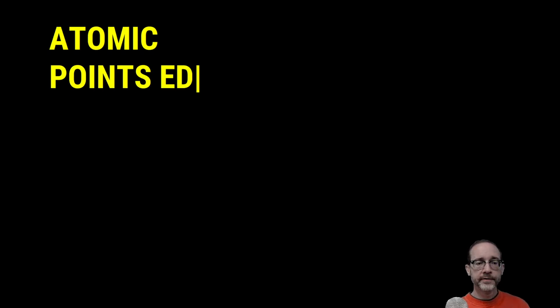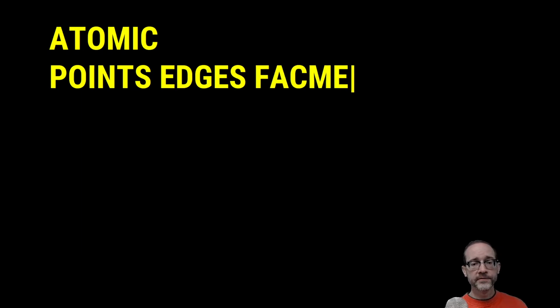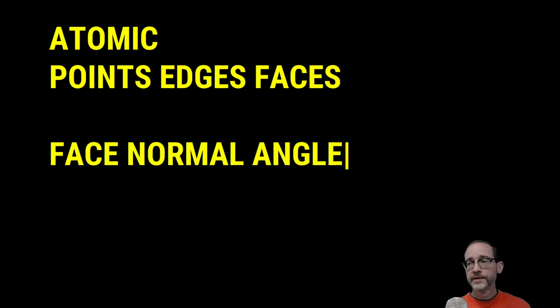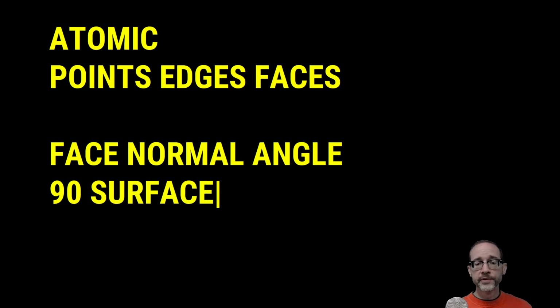So this goes back to our atomic level stuff. We have our points, edges, faces, and then on the faces, we have our face normal angle, right? Which direction is the face actually pointed in? It's going to be this 90 degrees, which is perpendicular to the surface. And as soon as your plane or your face becomes non-planar, this becomes not as easy to calculate.